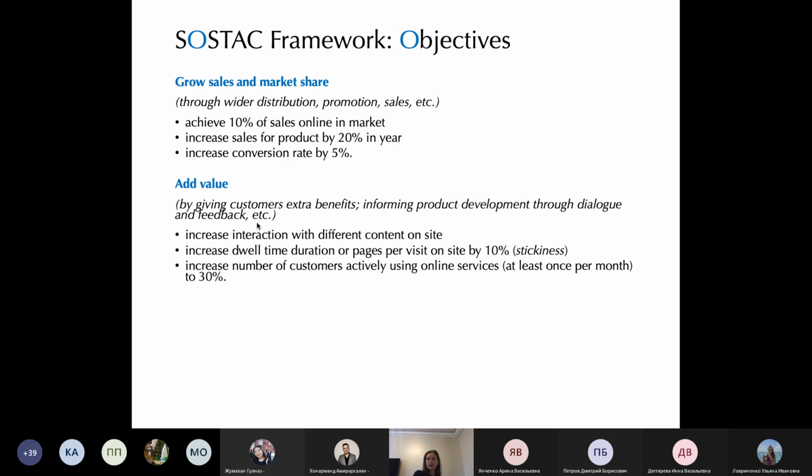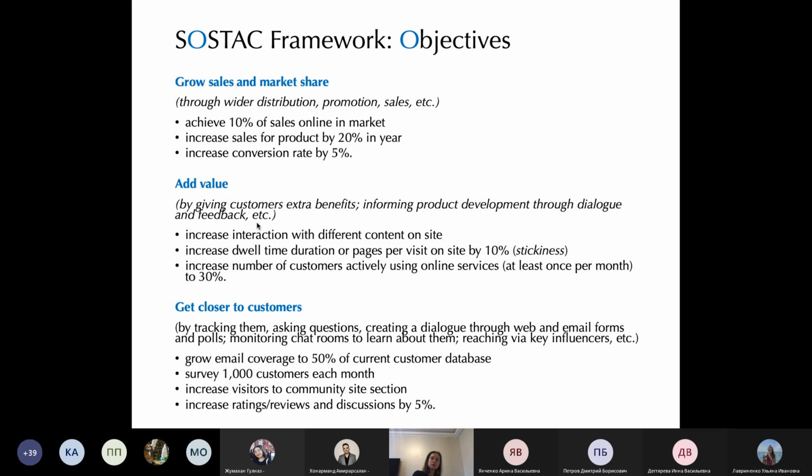Another one is adding value, right? So adding value to customer experience. Of course, this can be considered as a means for growing sales, right? For increasing profit of your company. But it's still useful to identify it separately. And then you will think of what will help you to add value to your consumers.